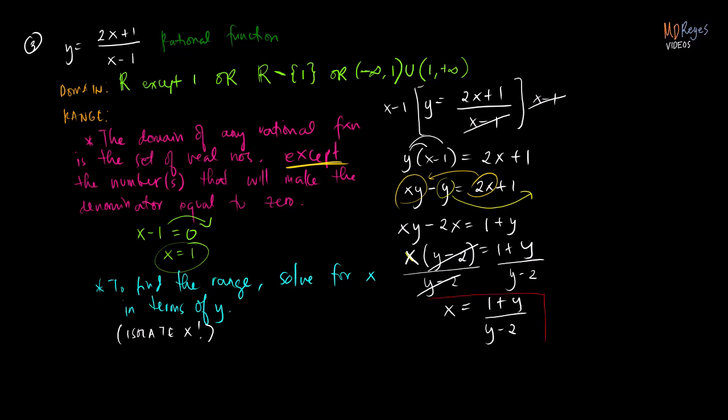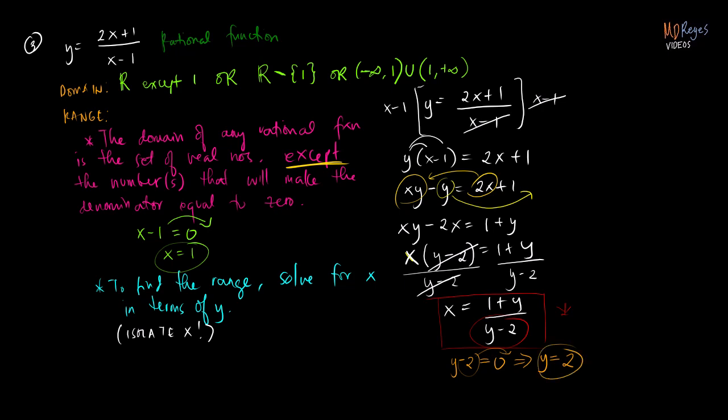What we have here is actually the inverse of the function, but in terms of y. So to find the range of the function, you just have to look at the denominator again of the rational function that we have. So y minus 2. What number will make y minus 2 be equal to 0? Again, we just have to equate y minus 2 to 0 and then solve for y. Transposing negative 2 from the left to the right, we'll get the equation y equals 2.